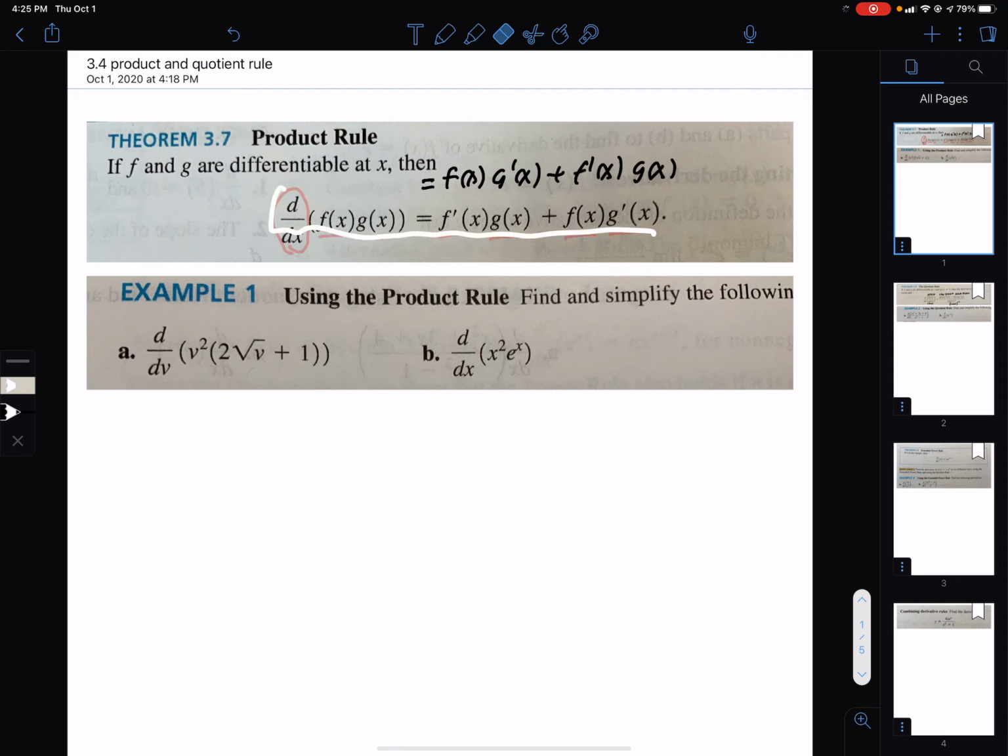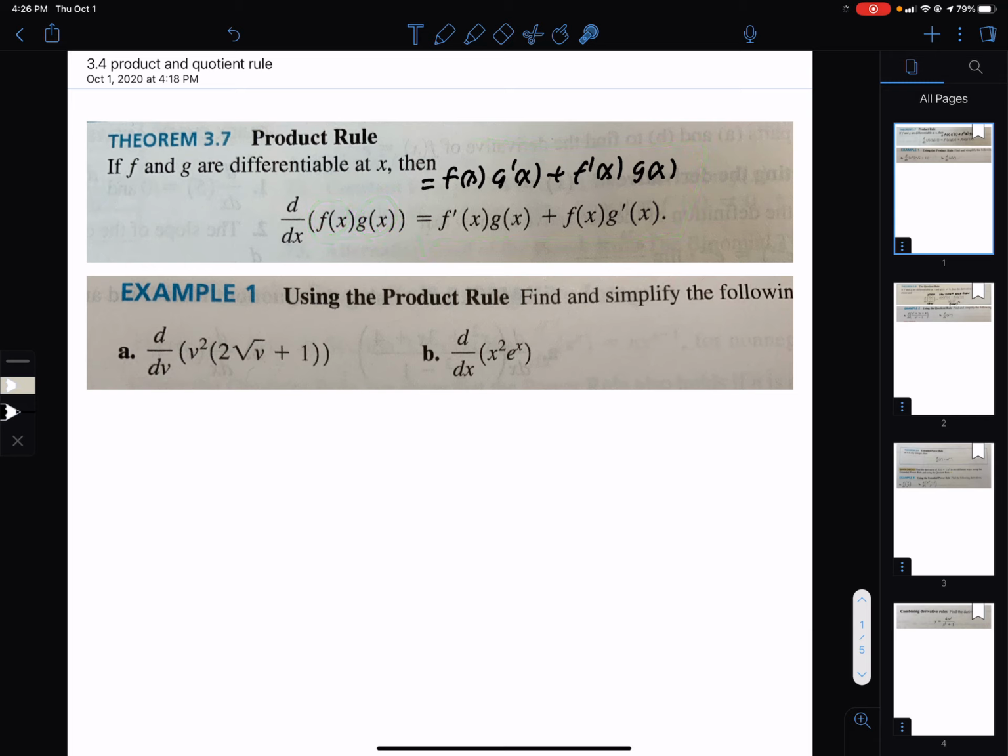So in essence, what's going on here? This is really easy to remember. You leave one alone, take the derivative of the other. You leave the other one alone and take the derivative of the other one, and you add them. So that's an easy rule to remember. This is the product rule. You will use this all the time. You've got to get this. You cannot just take the derivative of one, take the derivative of the other, and combine them. It doesn't work. You have to use this rule.